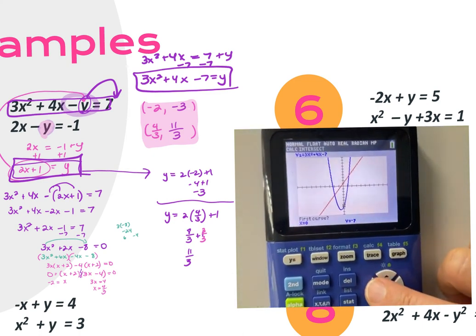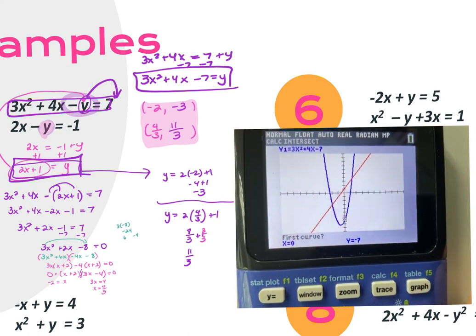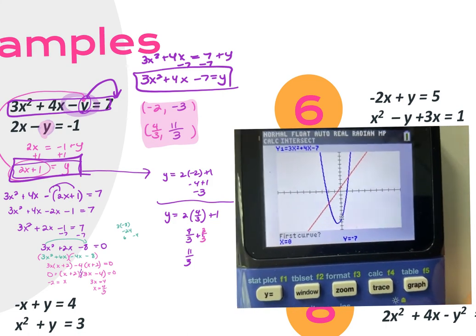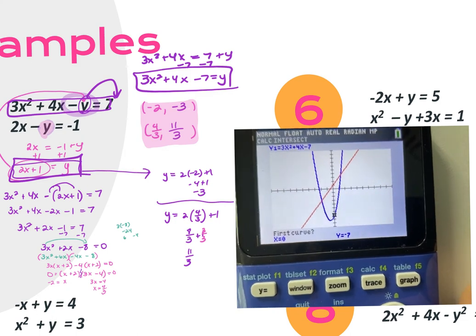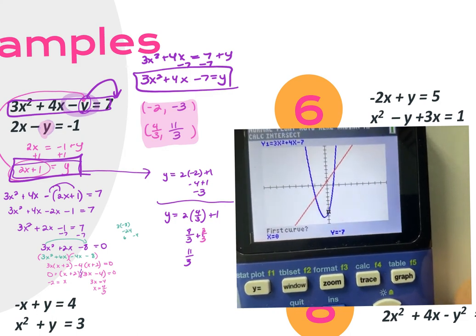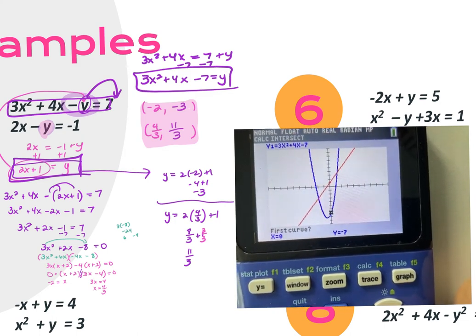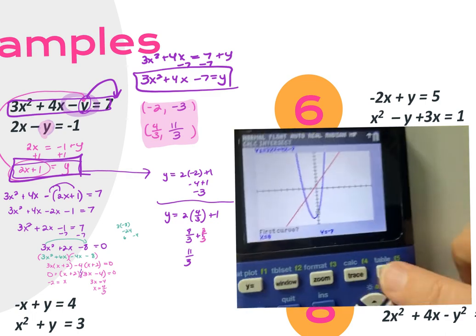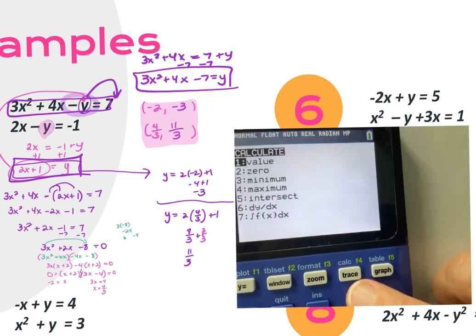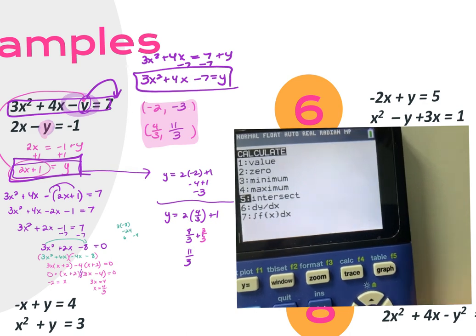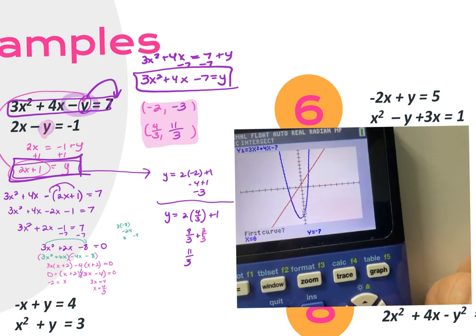It's asking you for the first curve. It doesn't matter which one you pick as first and which one you pick as second because there's only 2. If there were 3 graphs here, we would want to tell it which ones I'm trying to pick. So I went second, trace, which is the calc menu, and I went to intersect. Okay, so I'm going to say first curve, that's fine.